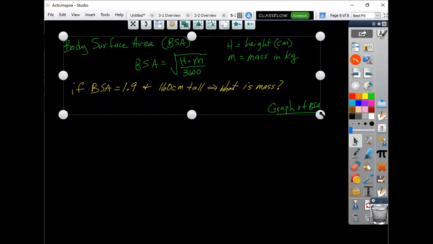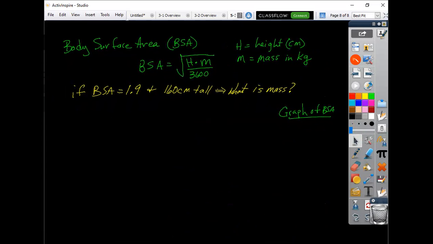So the body surface area of a human, where you know the height, h, and the mass or weight in kilograms and the height in centimeters. So the body surface area can be calculated with this formula. And then they go on and they say if somebody does have a body surface area of 1.9 and they're 160 centimeters, well, what was their mass or weight? So seems like this sort of thing could be useful in like forensics or something.